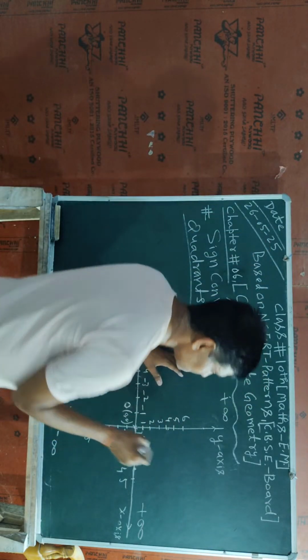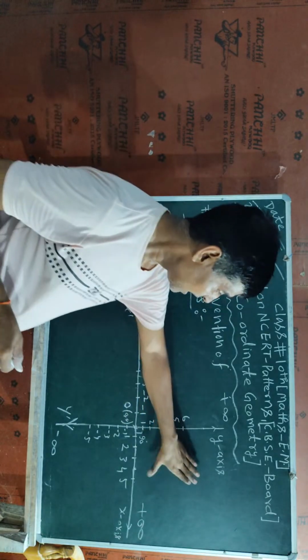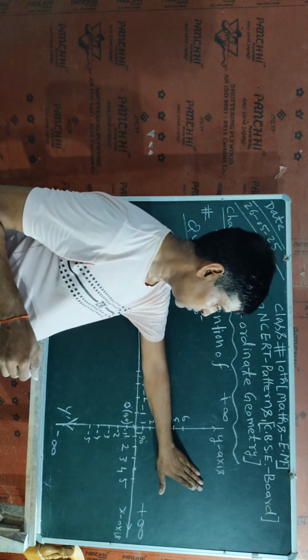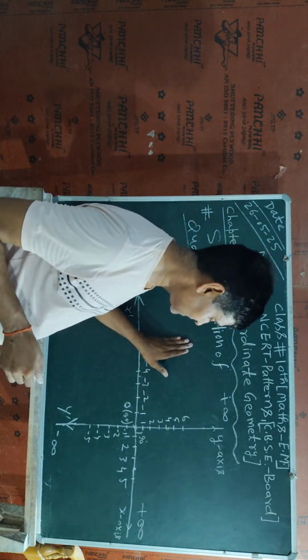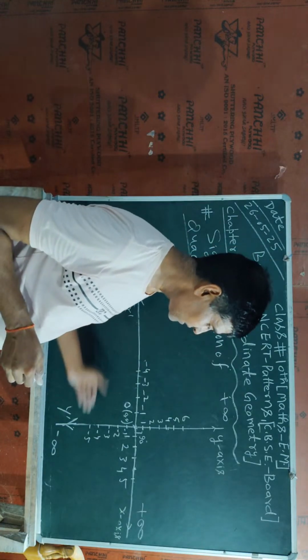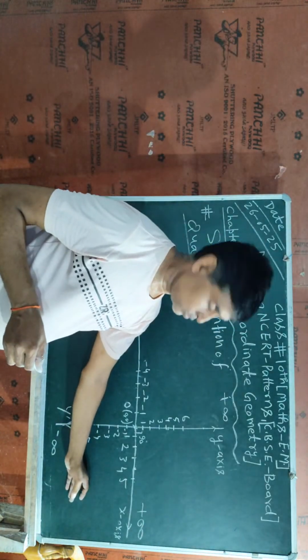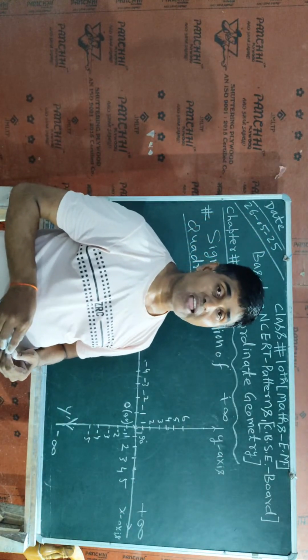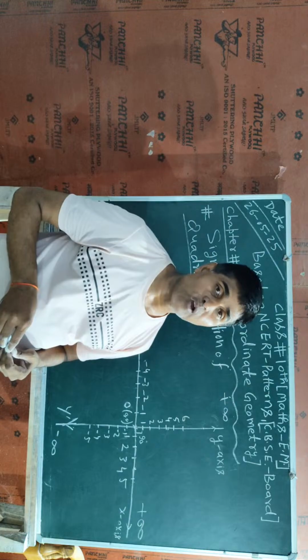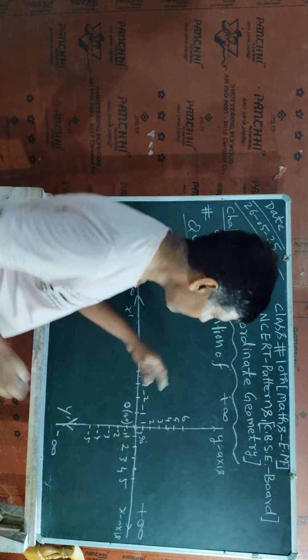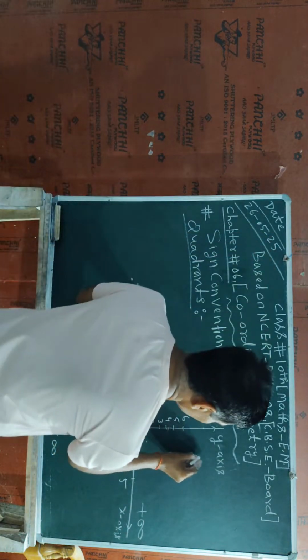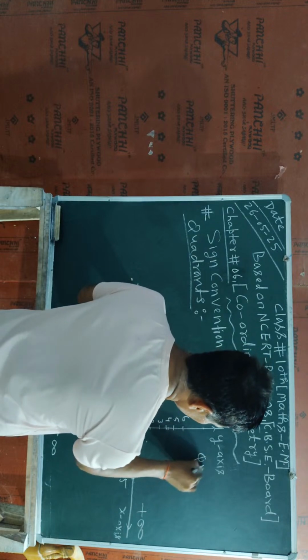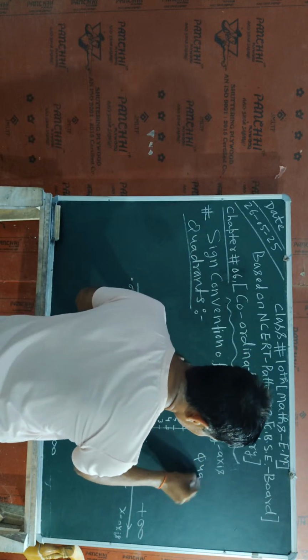When I was explaining about quadrants, I told you this will be the first quadrant, this will be the second quadrant, this will be the third quadrant, and this will be the fourth quadrant. So here I have to take one point, and on that point I have to explain in which quadrant that point lies. I am going to explain it in a very easy way. So here, the first quadrant.